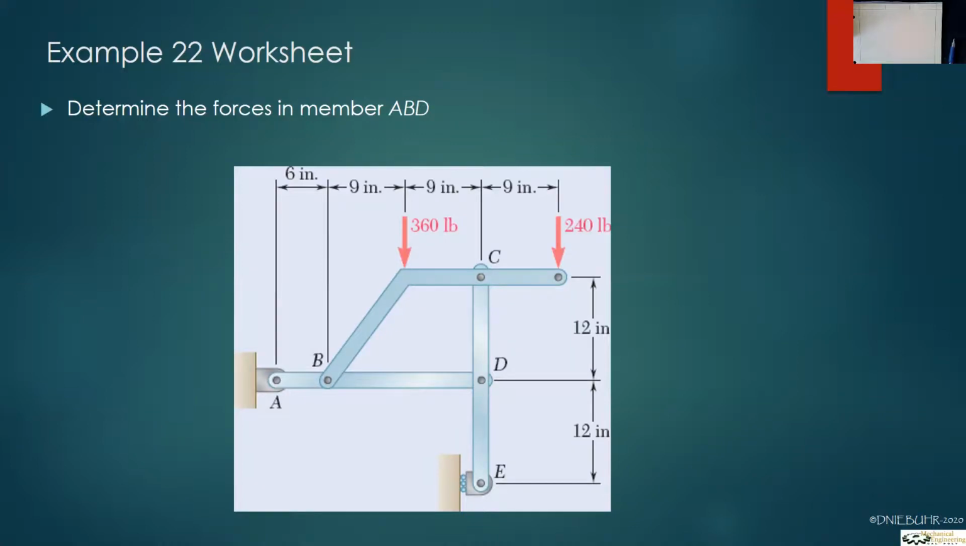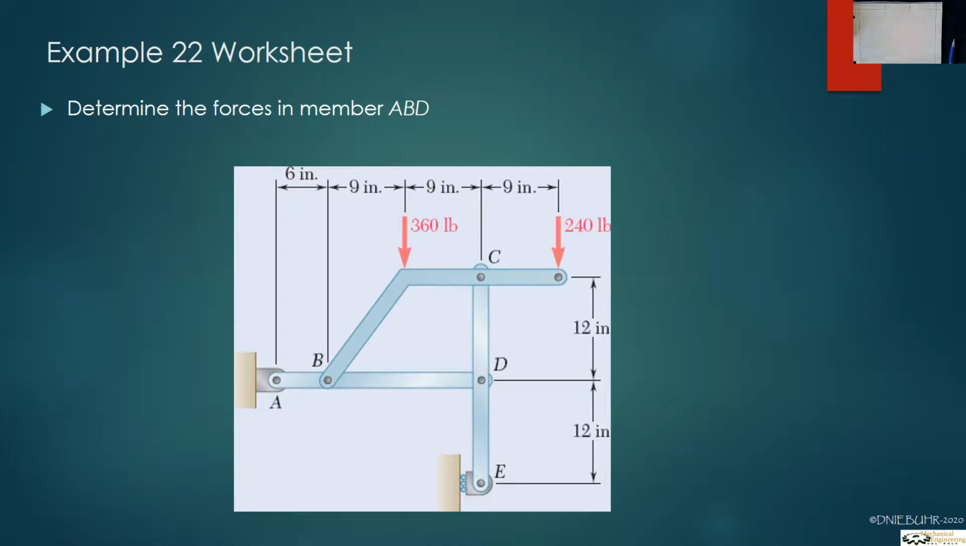So in this one, this is a lot like the one we did a couple of problems ago, actually the first problem. So you have this structure, and you're trying to find all the forces in member ABD. I'll give you an outline of how we do this, and then we'll go ahead.